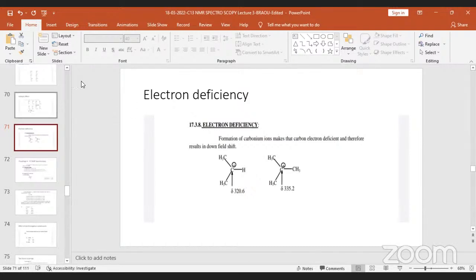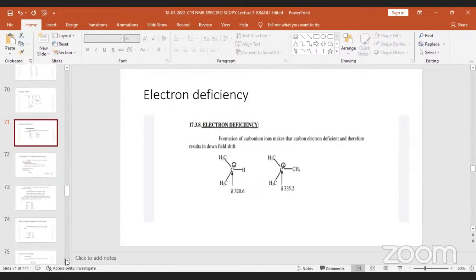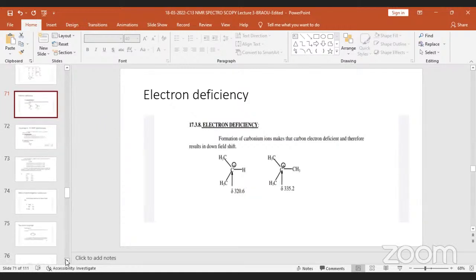And even the groups attached to the benzene ring matter. If the group attached to the benzene ring is increasing the electron density at ortho and para carbons, like OH, OCH3, and NH2, that will shift the carbons' chemical shift upfield. And if it is an electron withdrawing group, like a carbonyl group or ester group attached to the benzene ring, it will decrease the electron density at ortho and para carbons. Therefore, a downfield shift is observed. So these are very important, especially in structural elucidation.